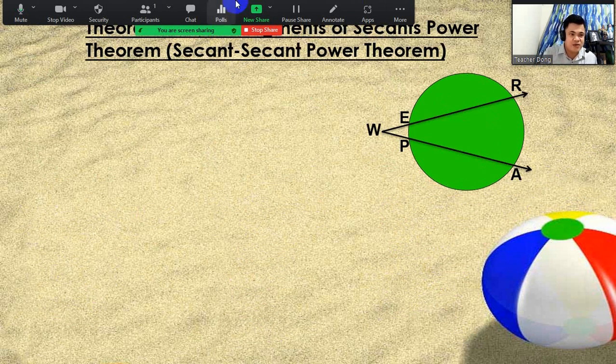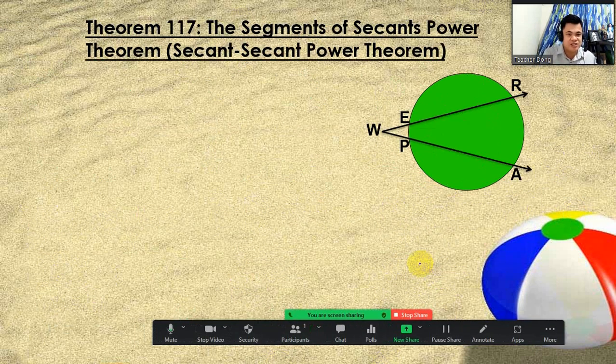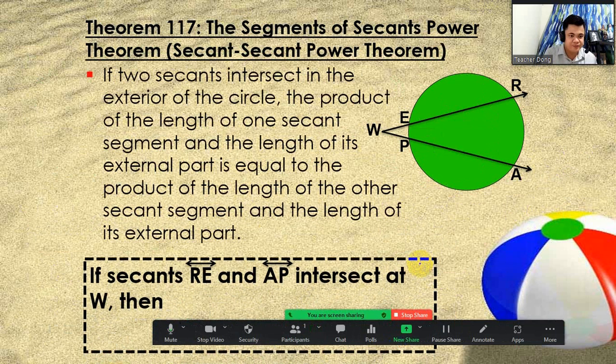Next, let's have Theorem 117, the segments of secants power theorem. The segments of secants power theorem, in short, we call it SSPT, or secant power theorem. In the previous theorem, there are two chords intersecting in the interior, but in this case, the two secants are intersecting at the exterior of the circle. So if two secants intersect in the exterior of the circle, the product of the length of one secant segment and the length of its external part is equal to the product of the length of the other secant segment and the length of its external part.